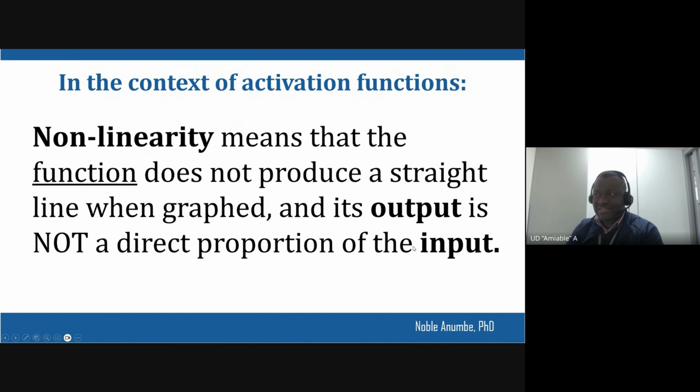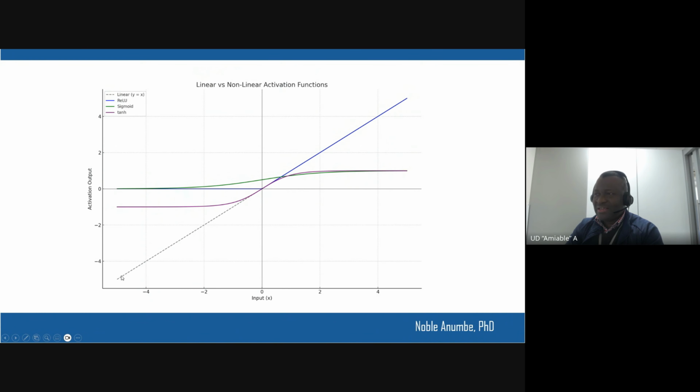So for example, this here is a straight line, the dots. But this is an example of a non-linear function. Look at the blue one. The blue one starts here, goes here, and then it goes up. These are all examples of nonlinear functions. But what helps you get a nonlinear function is what we refer to as your activation function, and there are different types.